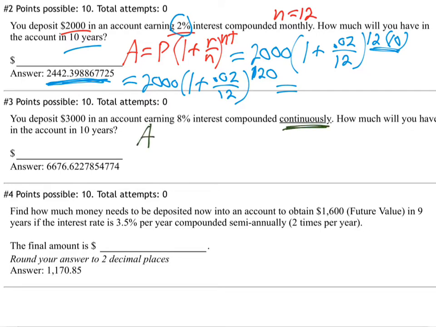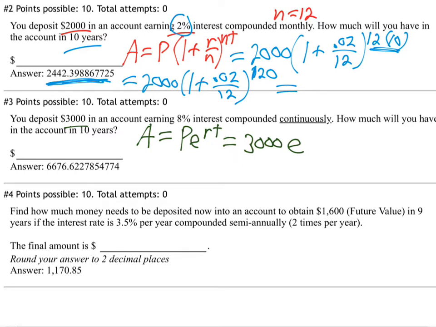Okay, so now number 3, this one says continuously. So this means we're going to use the PERT formula when it's compounded continuously. So this is principal, $3,000 times E, that special number, to the R. That special number is 2 point something, like pi is 3.14, and it goes on and on. E is a special number, 2.718, and on it goes.